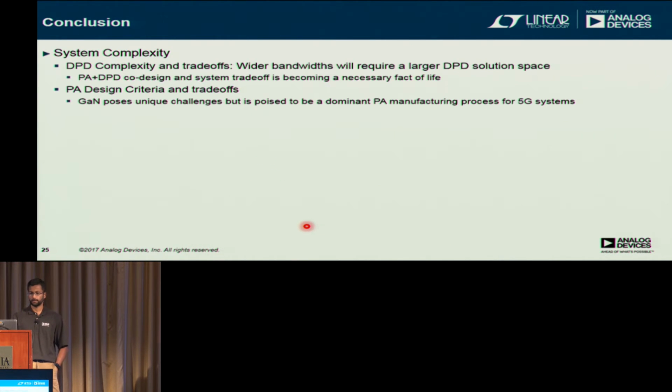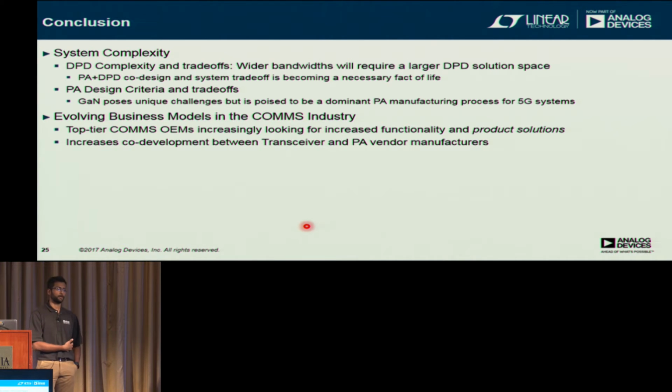So in conclusion, what does this mean? It means system complexity, for sure. There's increasing DPD complexity. There are challenges imposed by your PA. This all ties back to increasing system complexity. GaN is coming. It's inevitable, something that we all have to worry about. Some people celebrate, some people worry. There's also an evolving business model in the comms industry where there's more co-development between different vendors. And this means there's more of a hardware design trade-off in the system, right?